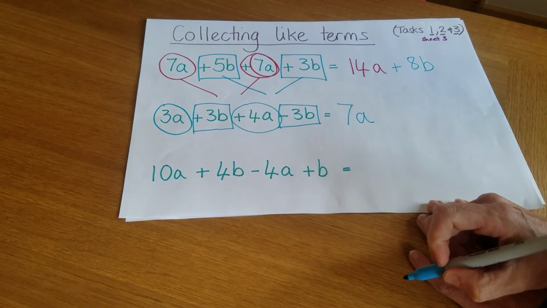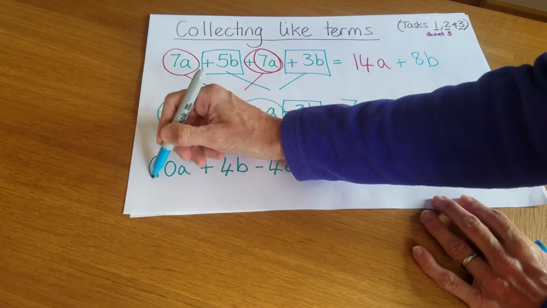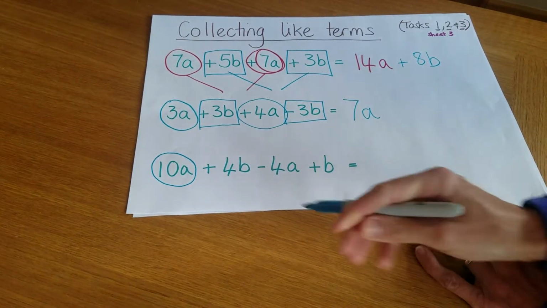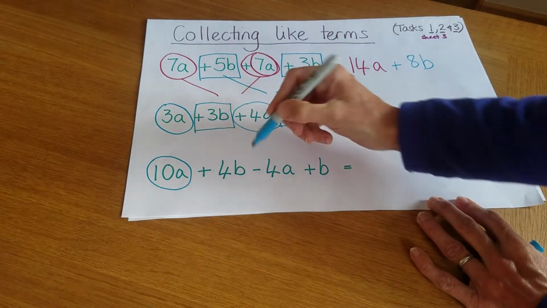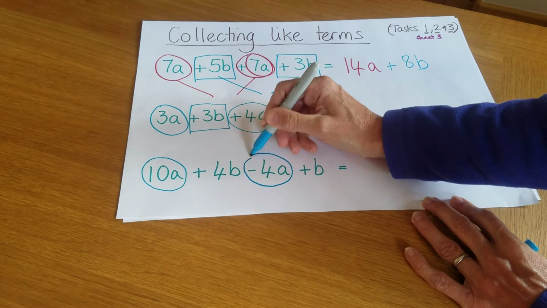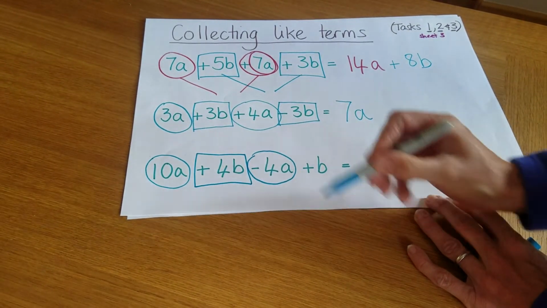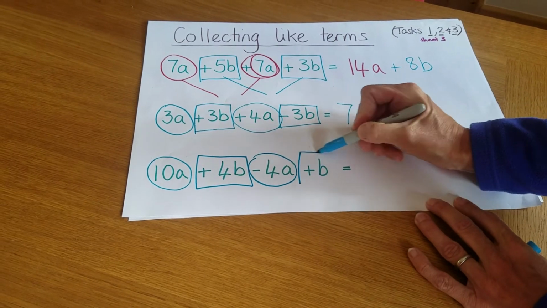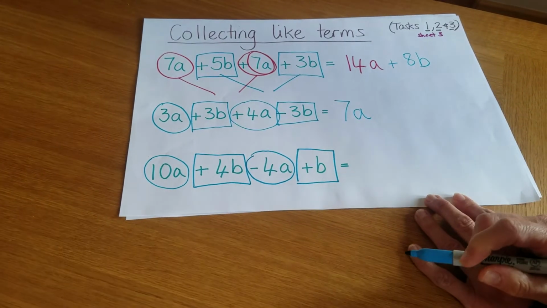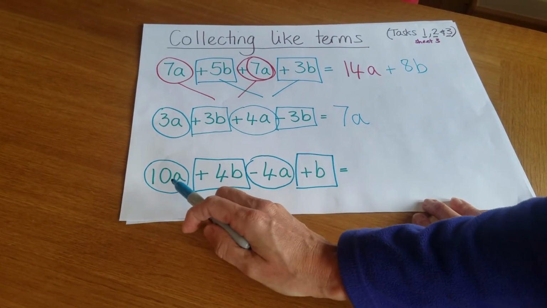Let's go to the last one. Again, I'm going to start circling 10a. Any more a's? Yes. I've got to include the sign. Then b's, I'm going to put a square around the b. Any more b's? Yes. Let's deal with these separately as we've been doing.